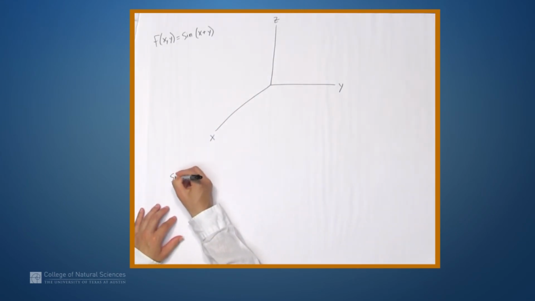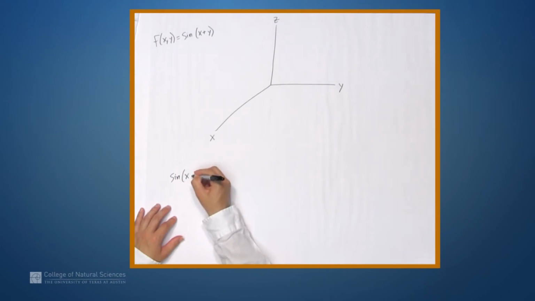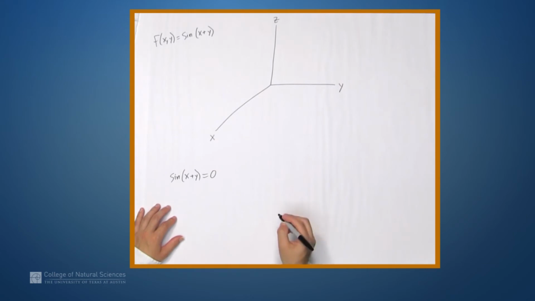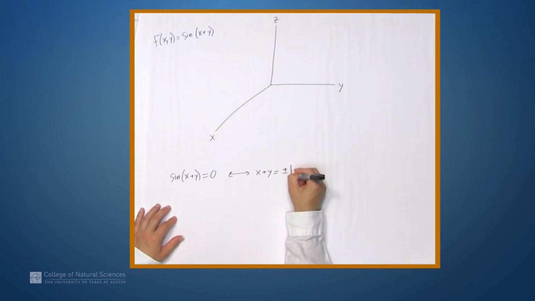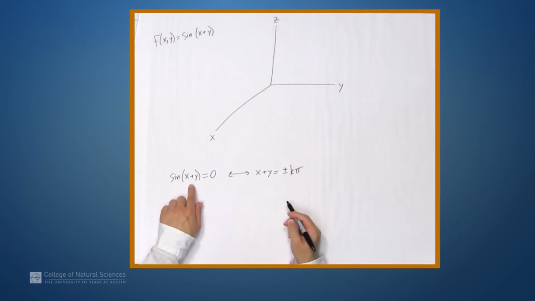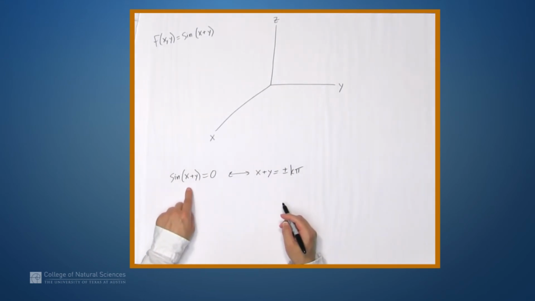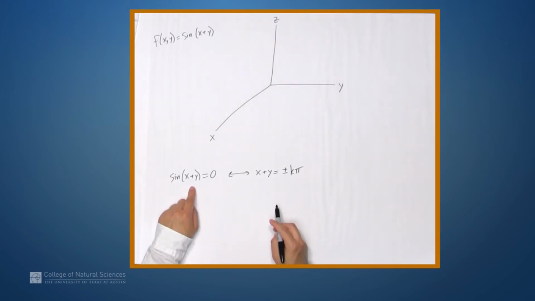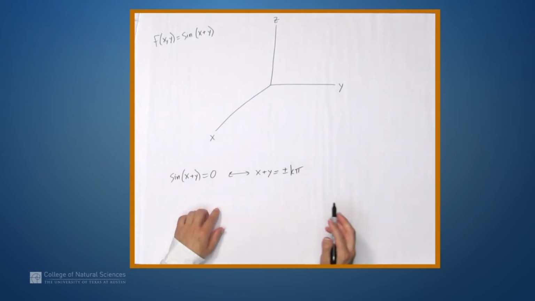So let's look just at where sine of x plus y equals 0. This occurs exactly where x plus y is an integer multiple of pi. So when what we input into sine is 0, sine of that thing is 0. When what we input is 5 pi, sine of 5 pi is 0. So at any integer multiple of pi, this thing is 0.